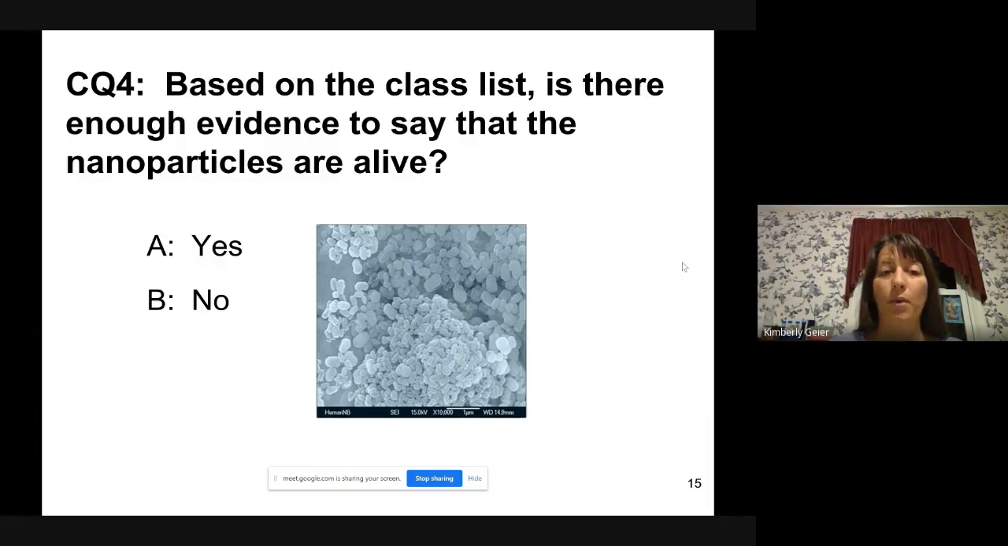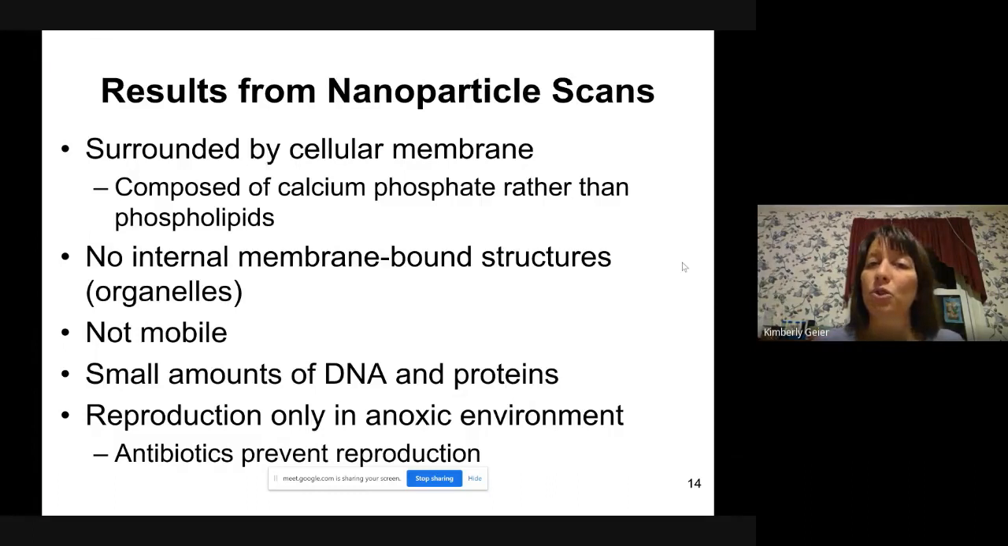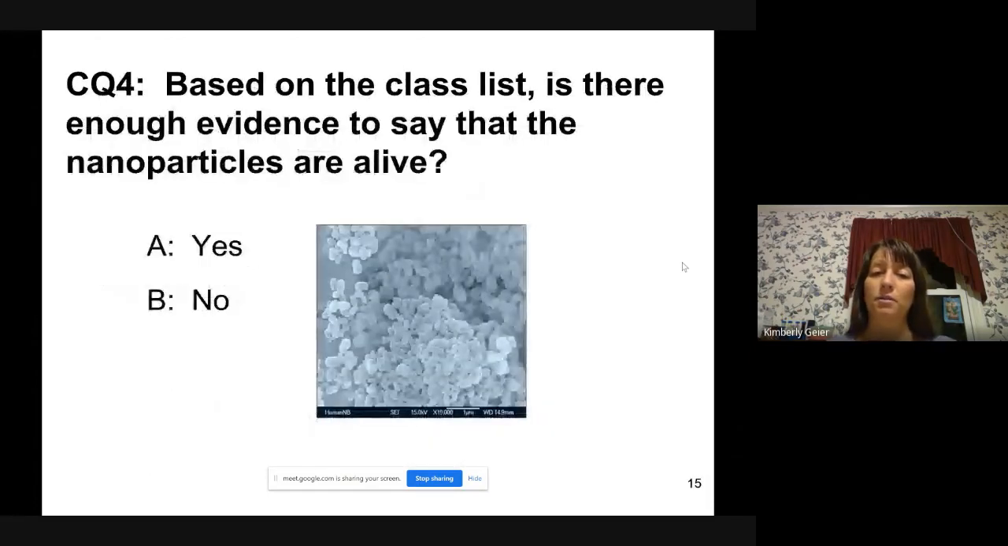So I'm going to hop back really quick and show you those scans again. Do we think that these have enough information to say that they are alive? Remembering that bacteria are alive and even small worms, we're not talking about full aliens, but are they alive at all? Plants are alive, fungus is alive. So think about that and decide, is there enough evidence? Would you say these are alive?